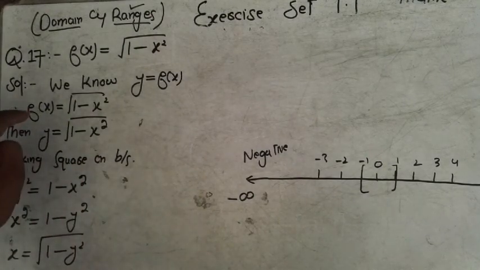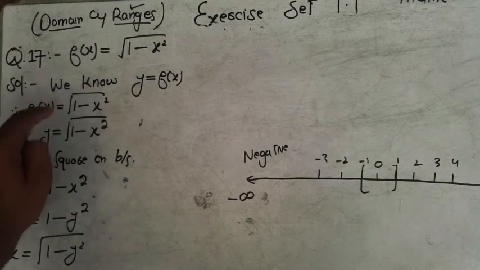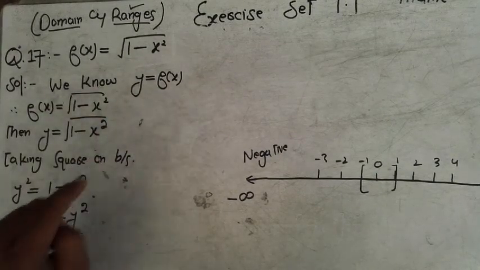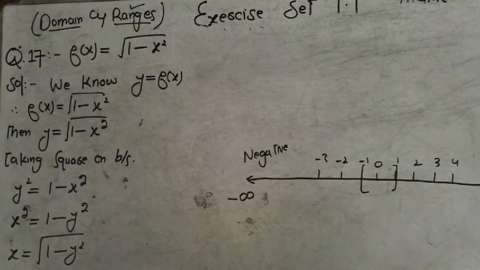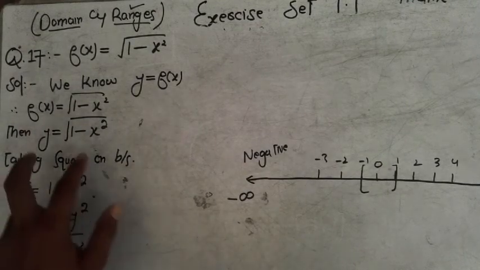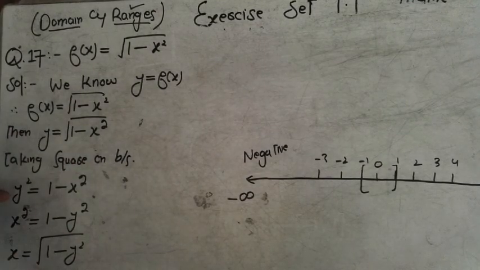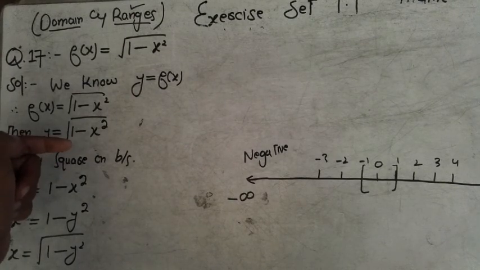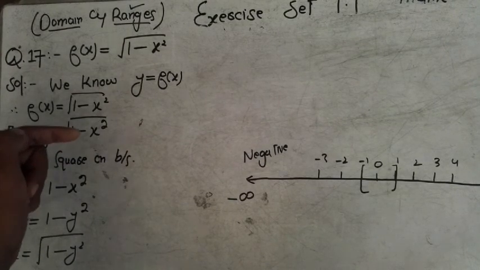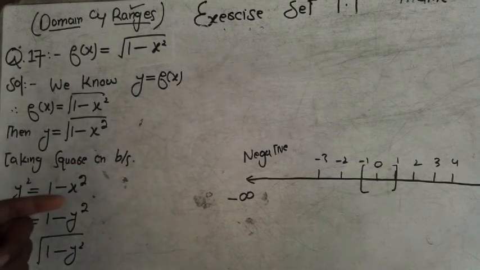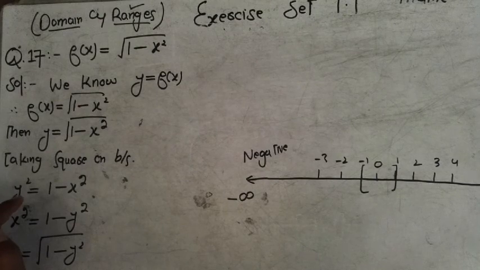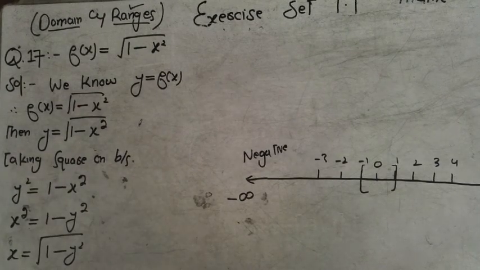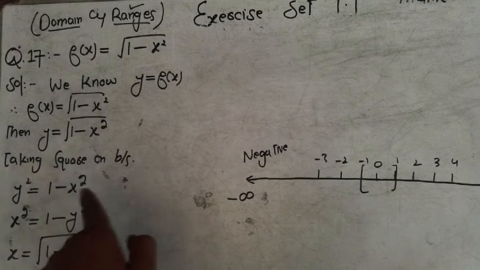When f of x is equal to the square root of 1 minus x square, then y is equal to the square root of 1 minus x square. Taking square on both sides, this side becomes y square, and the square root and square cancel each other. The equation remains 1 minus x square. The whole equation becomes y square is equal to 1 minus x square. Now we will solve this equation for x.